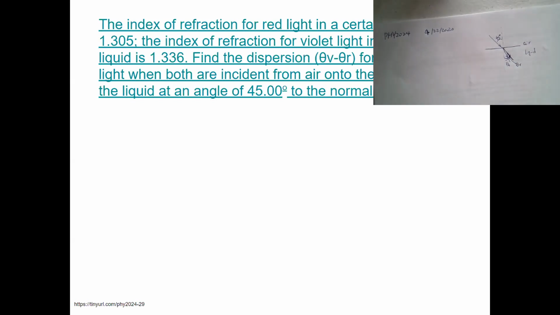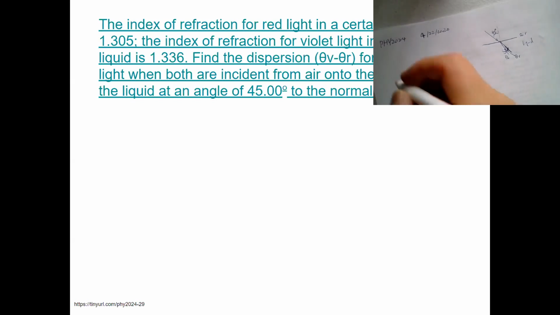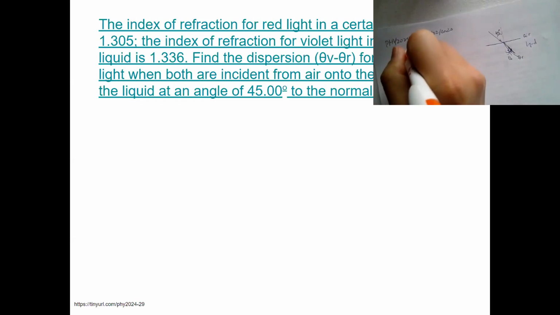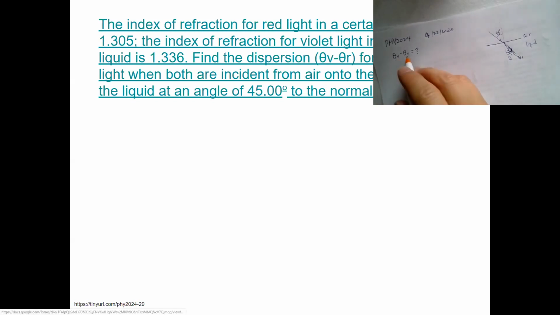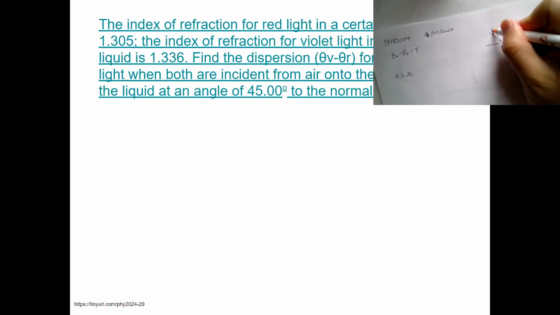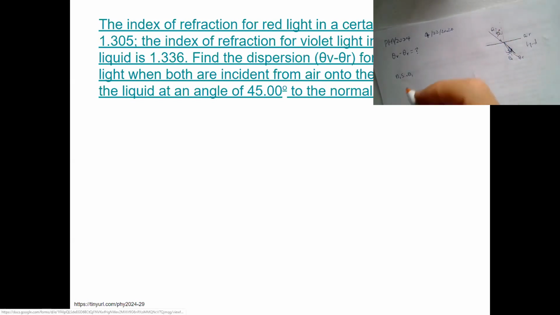So we are looking for theta v minus theta r. Then we need to know theta v and theta r. So we can apply Snell's law twice, once for theta v and once for theta r. So n1 sine theta 1, where this is theta 1, should equal n2 sine theta 2, where this is theta 2.